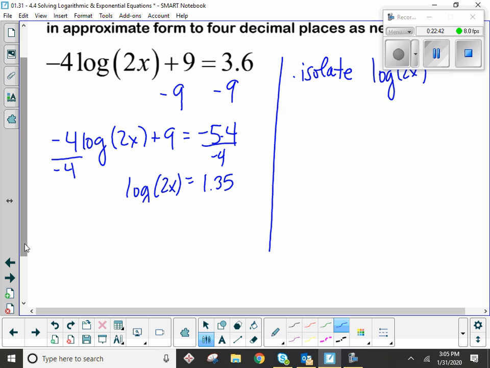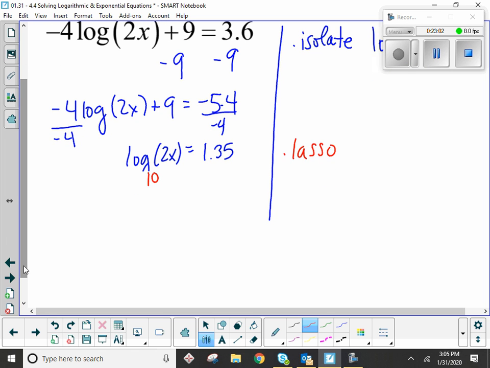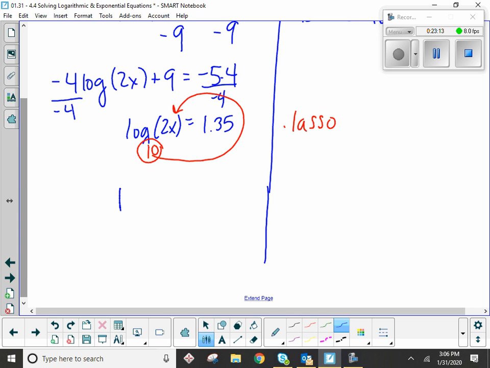And where do we always start with the lasso? Well, that's a problem. I don't see a base. It's 10. Anytime the base is not written, it's understood to be 10. Only 10 can do that. It's like got special privileges. Okay, so now we're going to do lasso with 10 for the exponent. So we start at the base, we go to the other side of the equation, we come back to where we started, and we use that path to set it up. So I've got 10 to the what? 1.35 equals 2x.